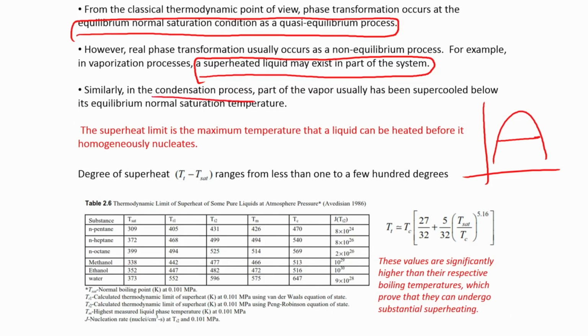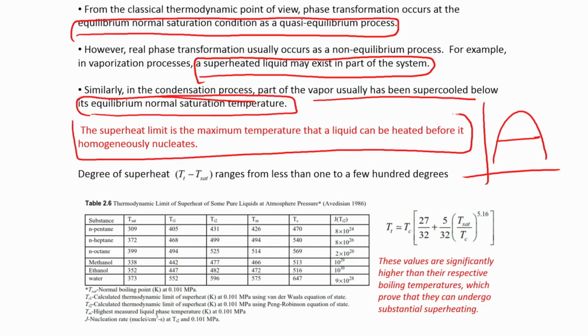Similarly, in the condensation process, the other way around, the vapor is usually subcooled, or supercooled, whatever you call it, below the equilibrium normal temperature. It is a very cold vapor even though it has not undergone condensation. And we will come to that later: the superheat limit is the maximum temperature that a liquid can be heated before it homogeneously nucleates. So, there is a threshold also. Beyond this threshold, the liquid will homogeneously nucleate and start showing vapor pockets. So, there is a maximum temperature up to which you can heat it beyond the saturation point.